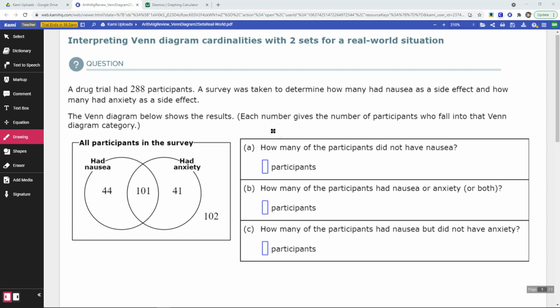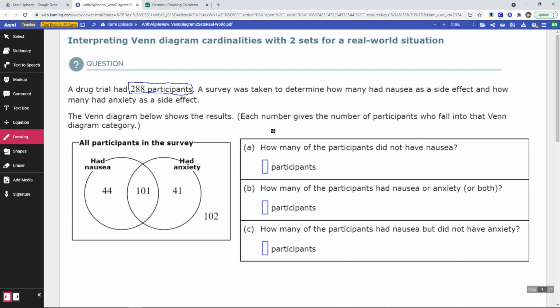Interpreting Venn diagram cardinalities with two sets for a real-world situation. This is in the Arithmetic and Algebraic Review section of ALEX. A drug trial had 288 participants. So we know that we've got 288 total participants.